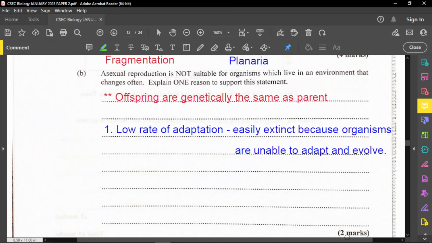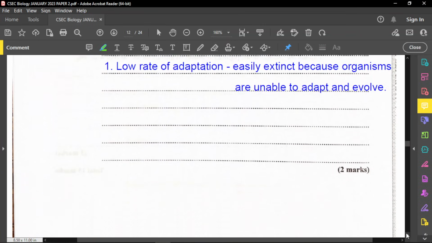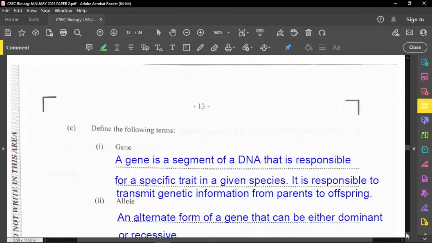All right, because they're all the same, there's no means to produce variation among the species, and so hence what affects one affects all. And so once the environments keep changing, then adaptation will be really, really low. And that's a major effect on these organisms. All right, so let's talk about part C now.